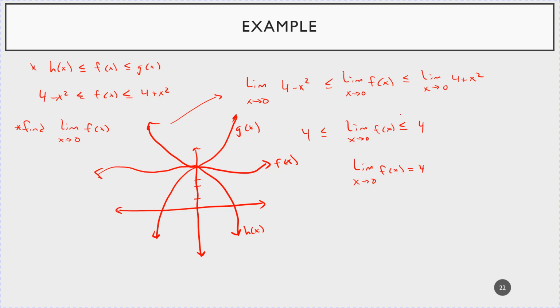All right, so the Squeeze theorem is just a theorem that we'll use in the coming lectures to help us do some proofs. Okay.